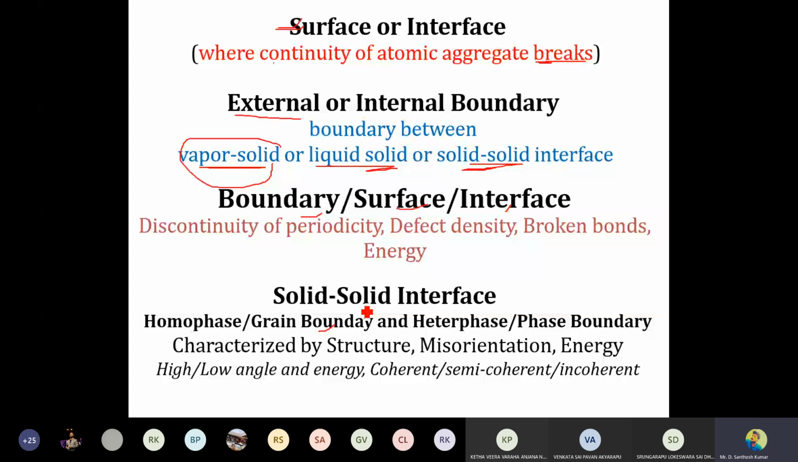Then how do we define the heterophase or phase boundary? It is simply the opposite. If the entities across the boundary have a different crystal structure, a different composition, and a difference in orientation, then we simply call it a phase boundary. So this is the solid-solid interface. This is very important in thermal spray coating. Whenever you are going for thermal spray coatings, initially it is liquid, after that it converts into solid. Then we'll talk about these solid-solid interfaces.